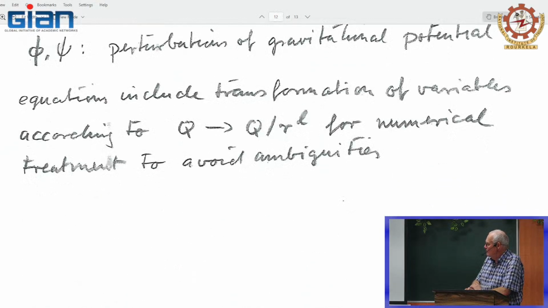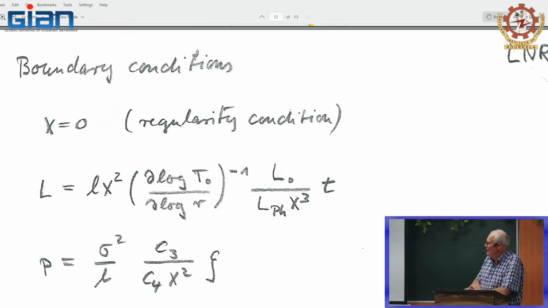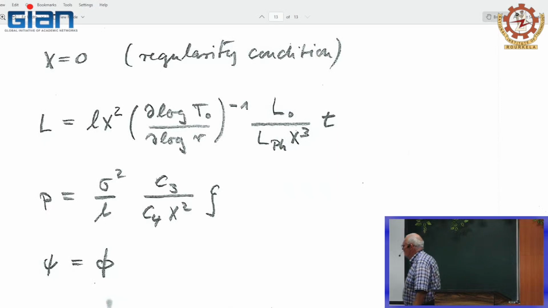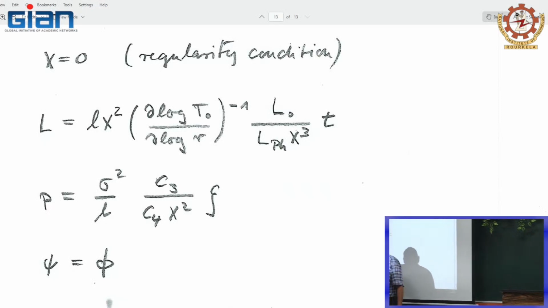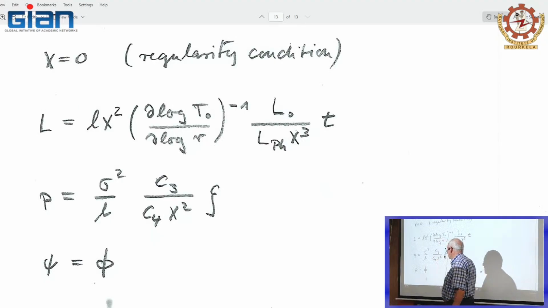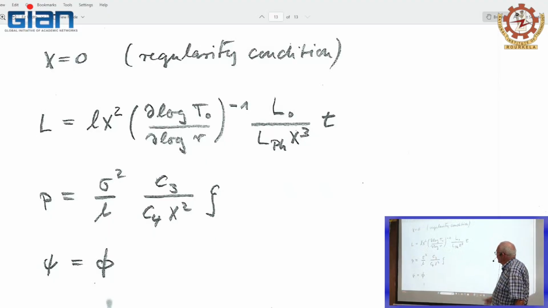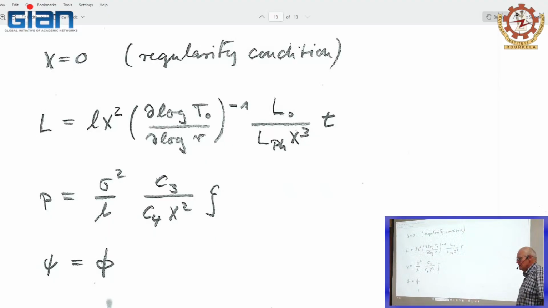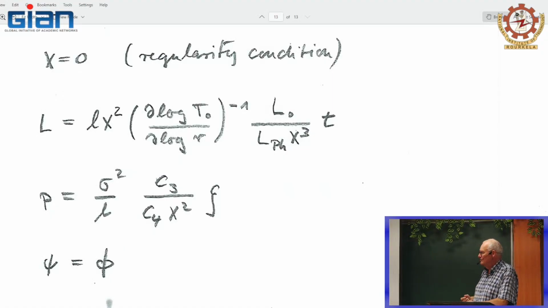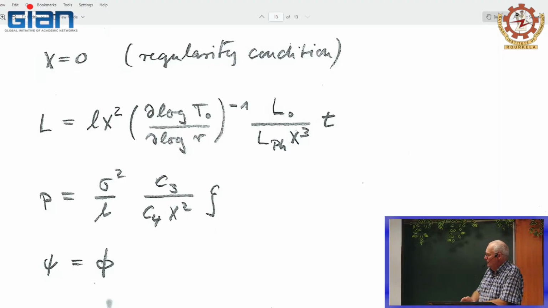So for regularity reasons, we have three regularity conditions at the center. One of them is for the potential, psi equal to phi. Then the pressure perturbation is given by the Lagrangian displacement, and the luminosity perturbation can be expressed in terms of the temperature perturbations. These are the three regularity conditions which are found directly from the equations, which need to be adopted in order to avoid irregular solutions.